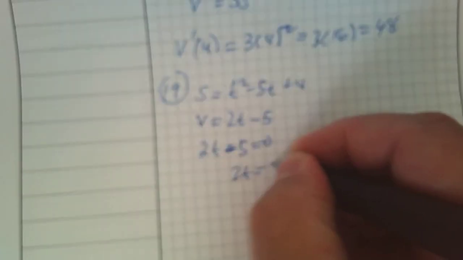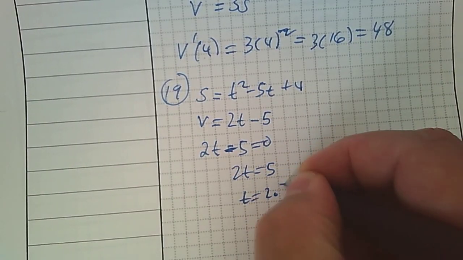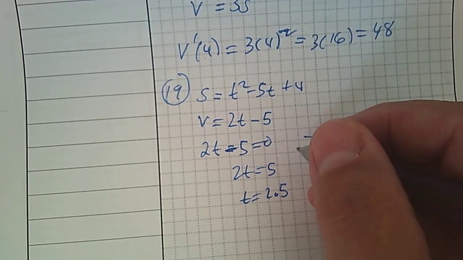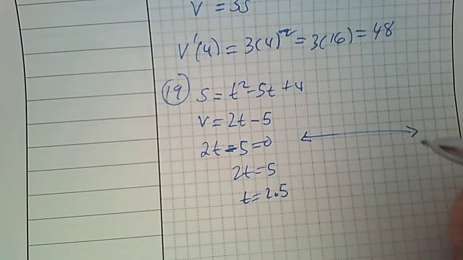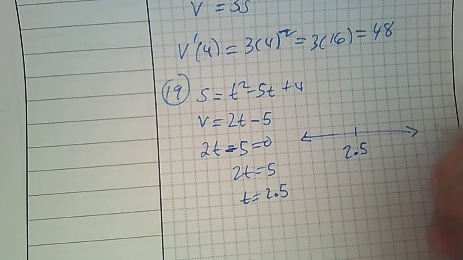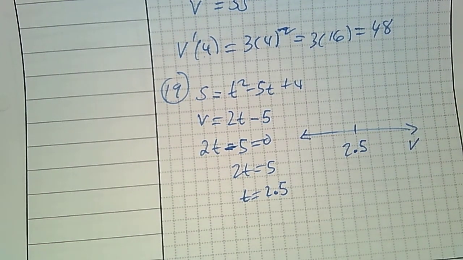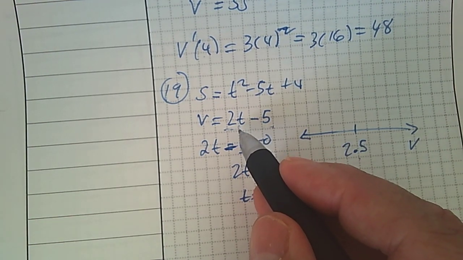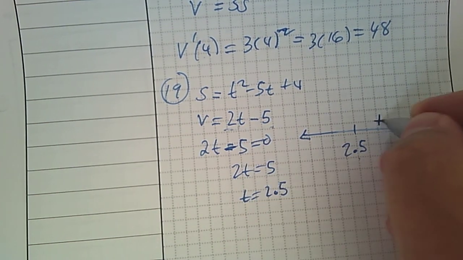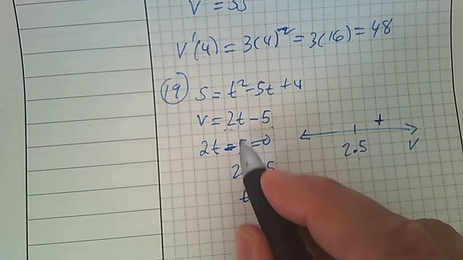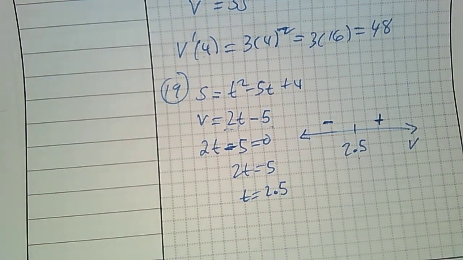So I'm going to add 5. I'm going to divide by 2. So 5 divided by 2 is 2.5. So this is a conceptual question, not a real world situation. So time can be negative. So if I put 2.5 here in understanding the velocity, I'm going to plug in any number bigger than 2.5, like 1 billion. So if I plugged in 1 billion, it's obvious that the answer is positive. Plug in a number smaller than 2.5, like 0, and that gives you a negative answer.